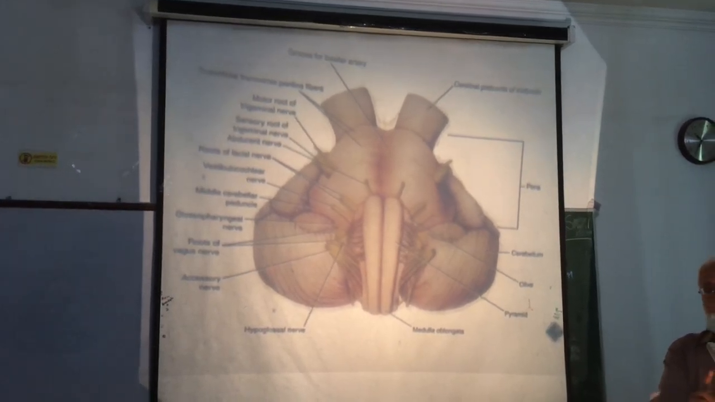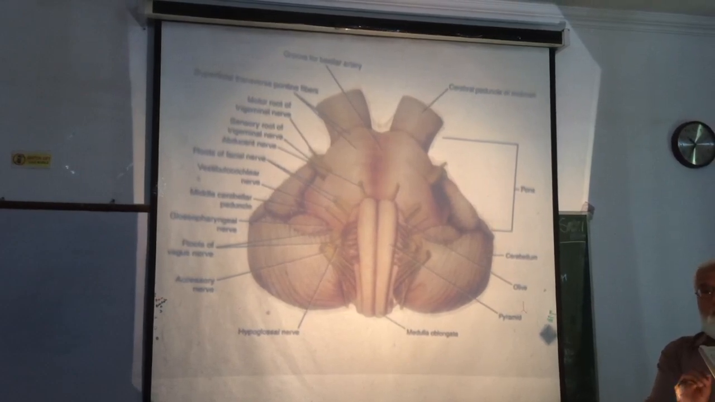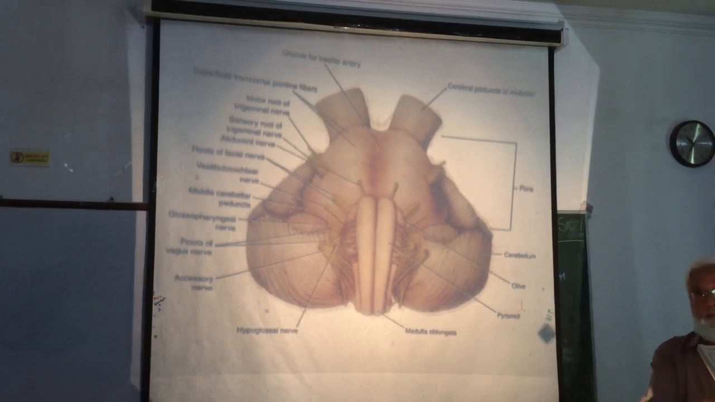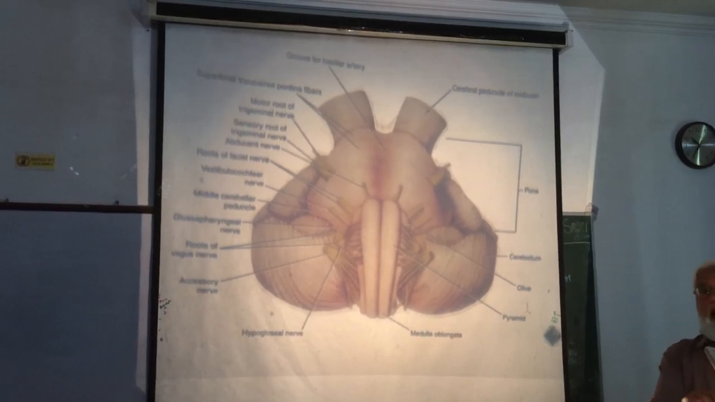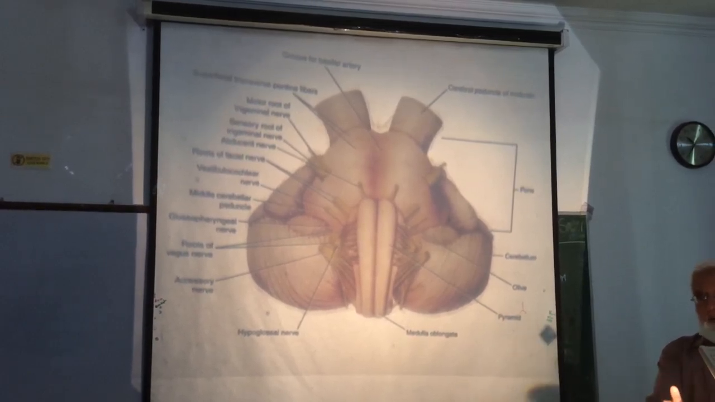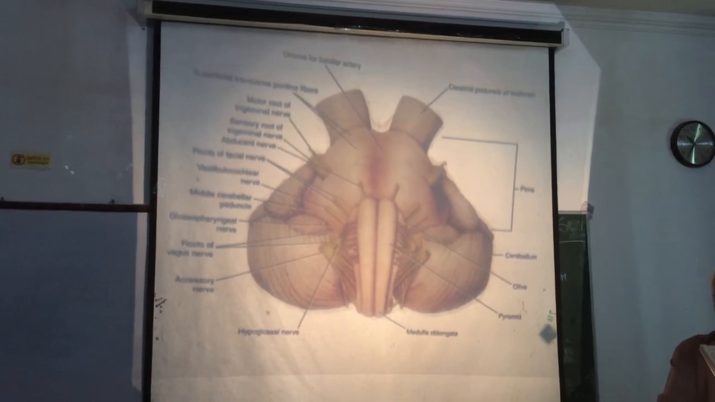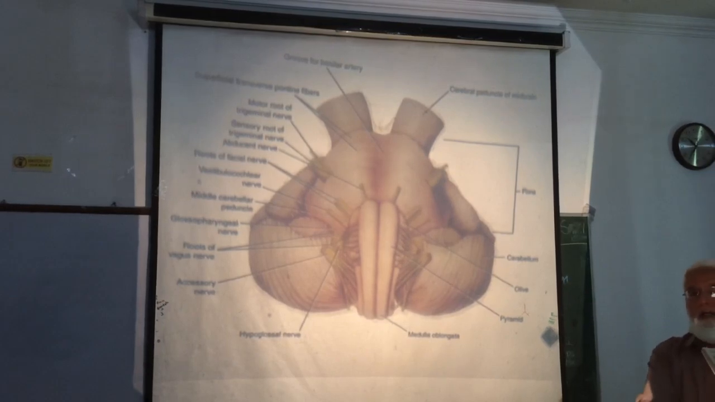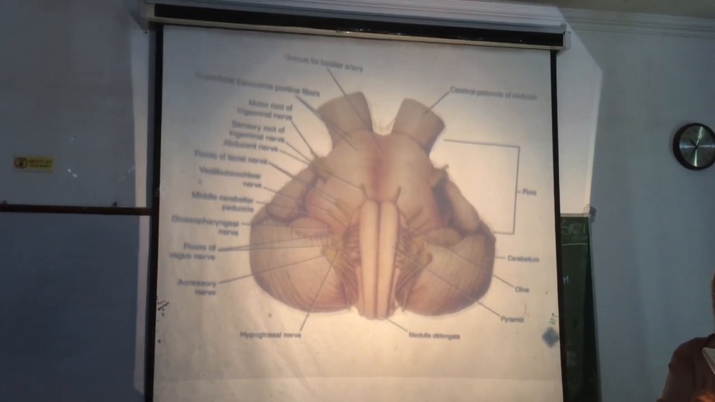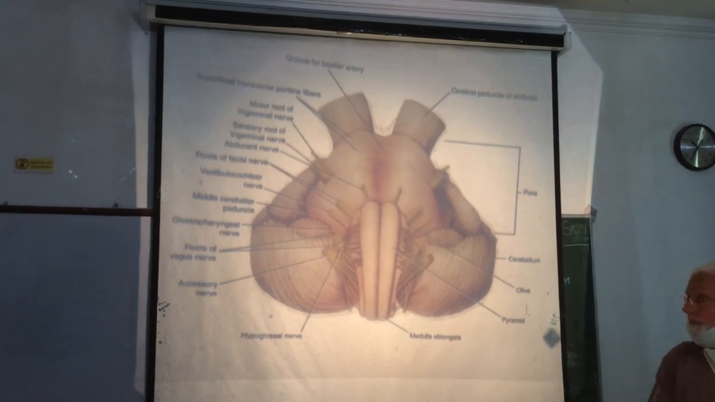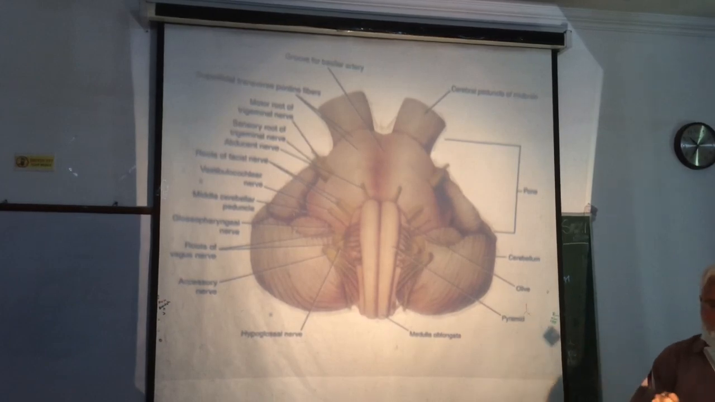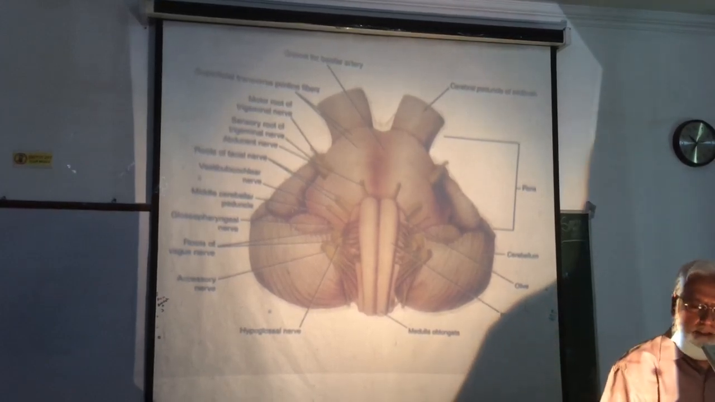In the medulla oblongata, there is portion of the vasomotor center, portion of the respiratory center, and then centers for salivation, vomiting and coughing. After the medulla oblongata, we come to pons. Pons means bridge.